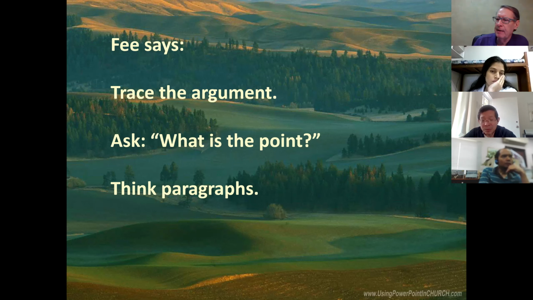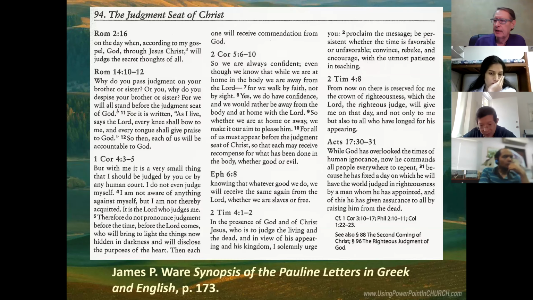One tool that might be helpful here is a book entitled Synopsis of the Pauline Letters in Greek and English by James P. Ware. And here is his treatment of the judgment seat of Christ. Now, remember 1 Corinthians 3:16 and 17? If you destroy God's temple, God will destroy you. And in that context, he tells about the last judgment.